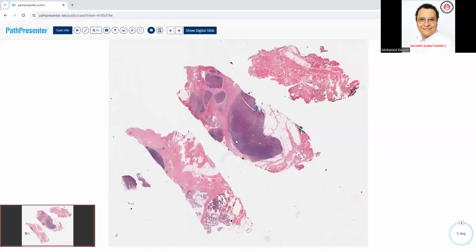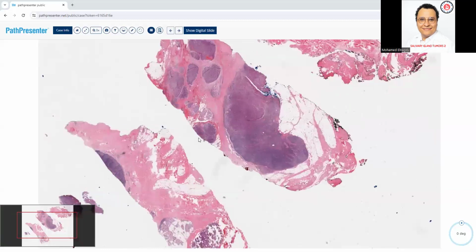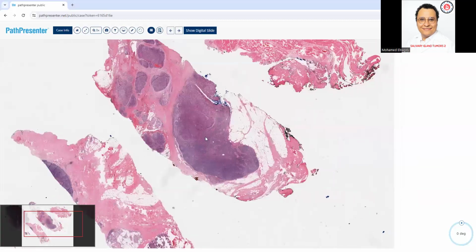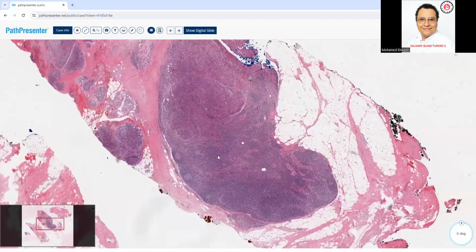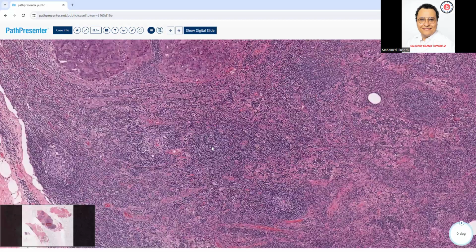Let me share the screen. That's the very last one. Okay. So what do you think here, Sam? I think it's basaloid. Basaloid? Okay. Going high power.